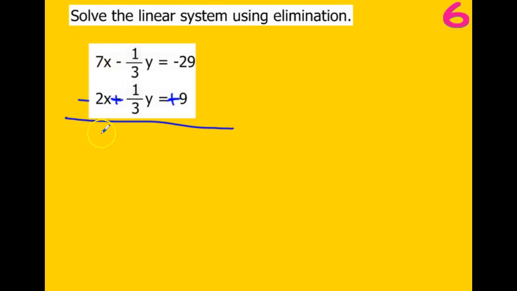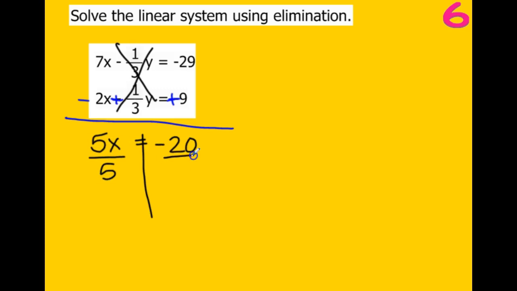So now add them up, or combine our two equations. 7 minus 2 is 5x. Negative 1/3 and positive 1/3 eliminate. And negative 29 plus 9 is negative 20 still. There's more negatives. And then divide by 5. We get x equals negative 4.